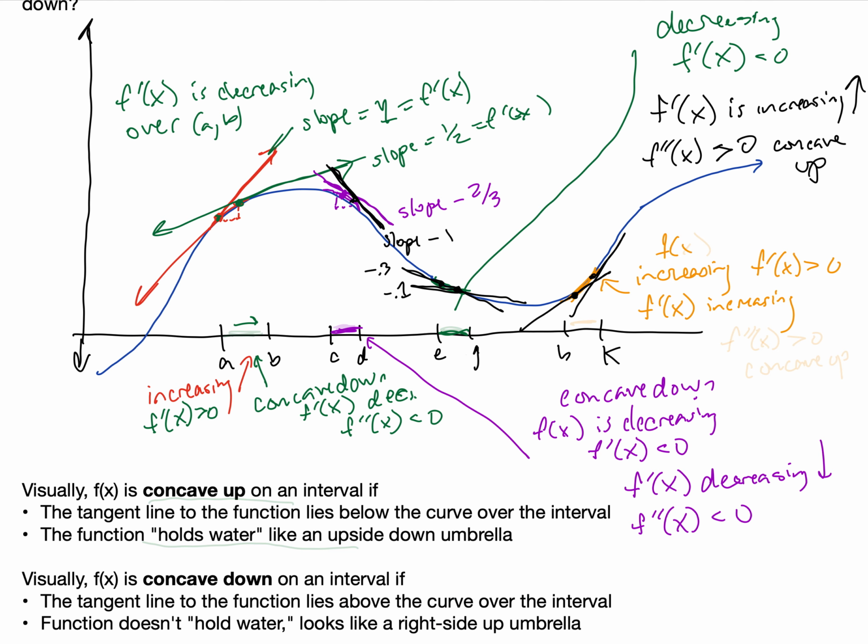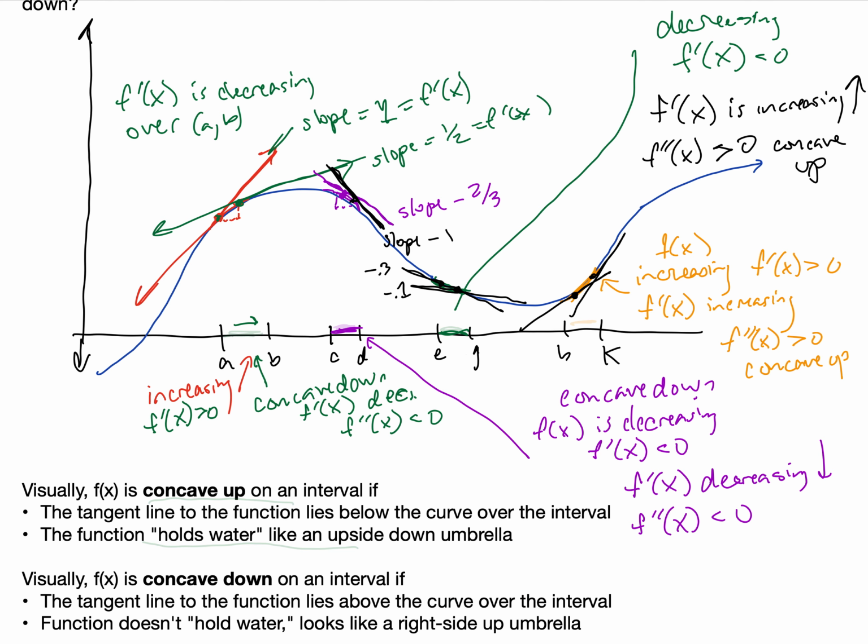So we saw the original function f of x was increasing and its derivative was greater than 0. We also see that the derivative is increasing, and so f double prime of x is also greater than 0. So that means that over that interval, we're also concave up.